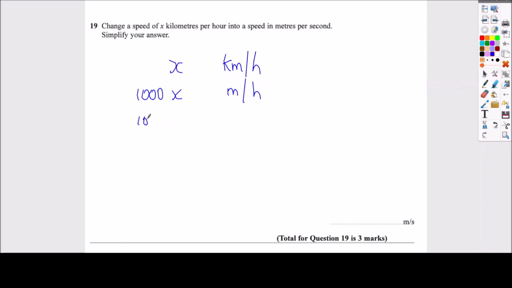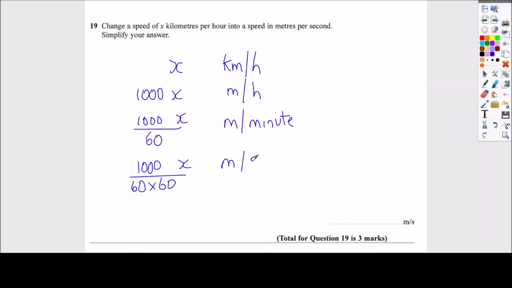So if we divide it by 60, that shows us how many meters we would go in a minute. And then if we divide by 60 again, then that would show us how many meters we would go in a second. Okay, so we've got 1,000 over 60 times 60. So if you do 1,000 over 60 times 60 on your calculator, that simplifies to 5 over 18 times x.